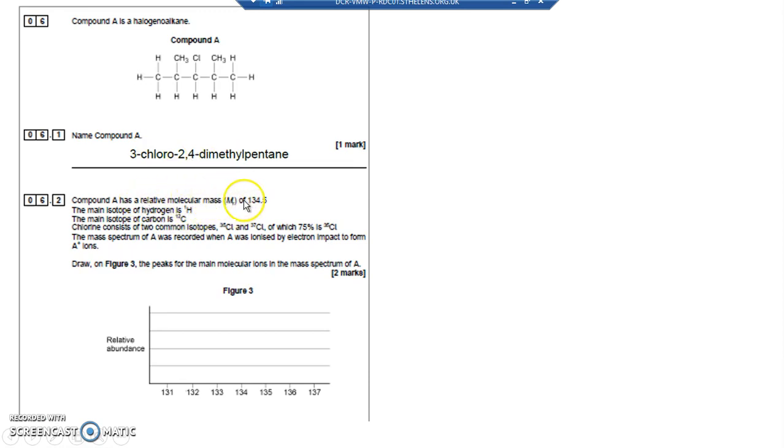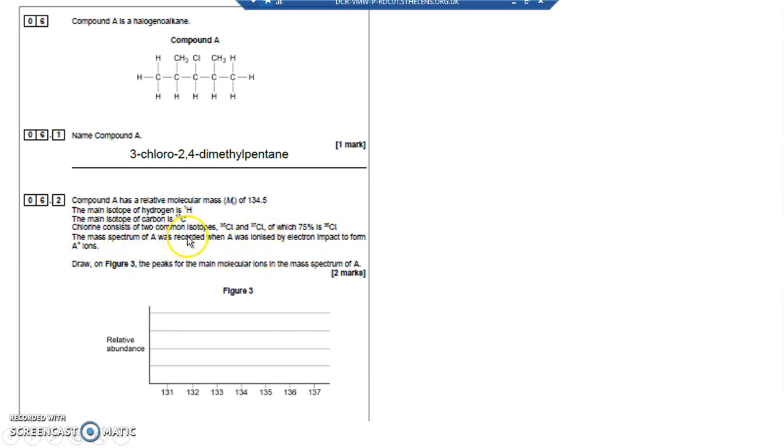Compound A has relative molecular mass of 134.5. The main isotope is hydrogen mass 1 and carbon mass 12. Chlorine consists of 2 common isotopes, 35Cl and 37Cl, of which 75% is 35Cl, so 3/4 of it, 3 parts out of 4, are 35Cl, 25% is therefore 37Cl. So 35Cl is 3 times more common than 37Cl.